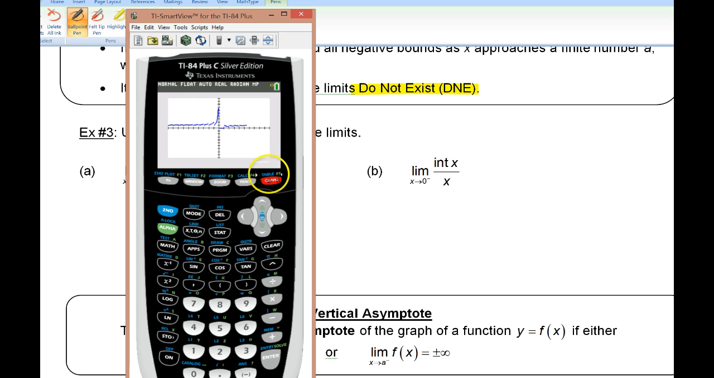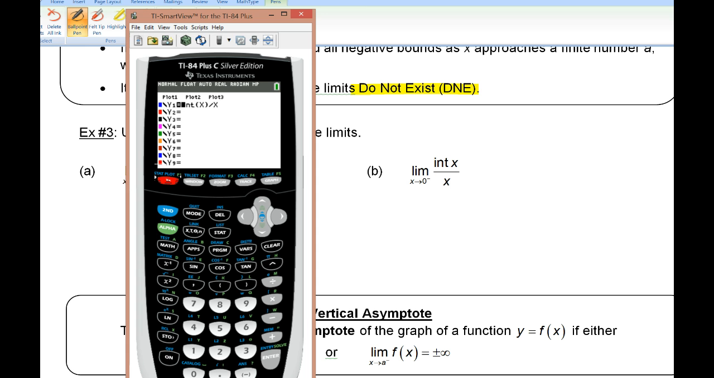Sometimes it's hard to see what's happening on the graph, so sometimes it's helpful to look at a table of values instead. Number 5. Where'd it go? I got it. Don't worry. You remember, you go math, go over to number, and then it's number 5.